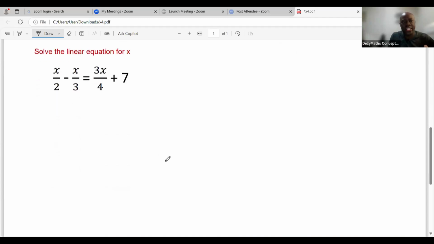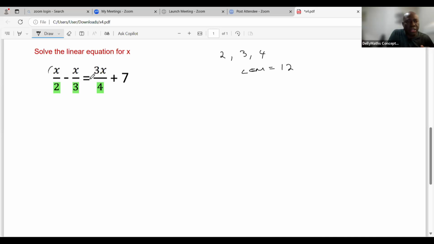In this second question, we have a similar idea where my denominators are different, and I have denominators on both sides of the equation, but that's not going to be a problem. What we need to do is look at the LCM for 3, 4, and 2. The LCM for 2, 3, and 4 is going to be 12.